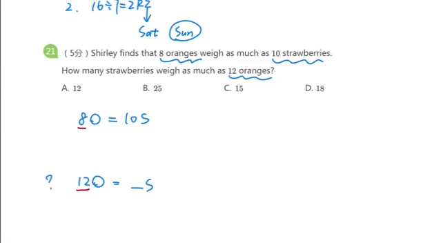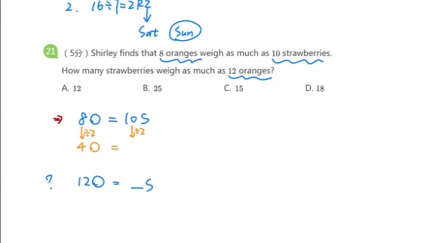So here we need to do one more step to simplify. So let's see, can we simplify this equation? We find out if we divide it by 2 on both hand sides, we can change the equation into 4 oranges equals to 5 strawberries.